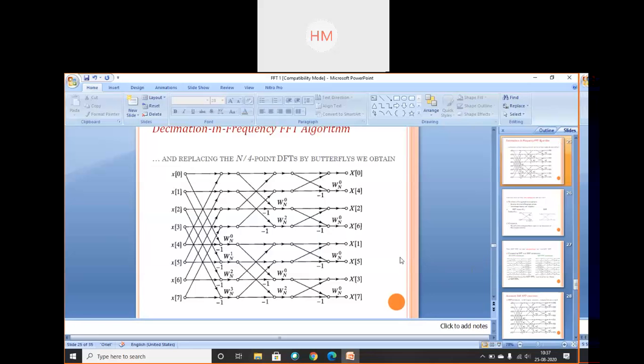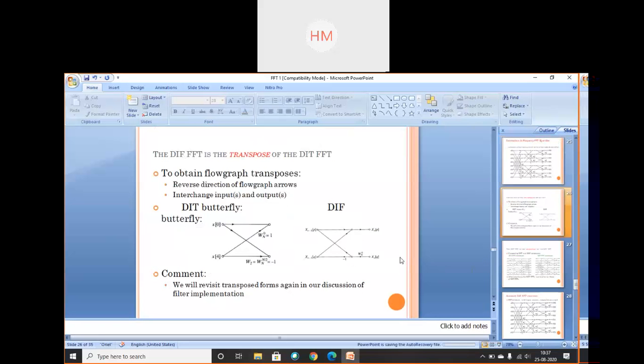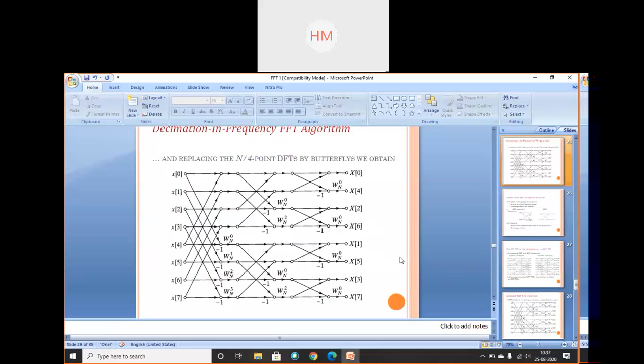Okay. Should I explain this? You need the explanation for this, okay? So what we are doing in this? Decimation in frequency, DIF, FFTs.